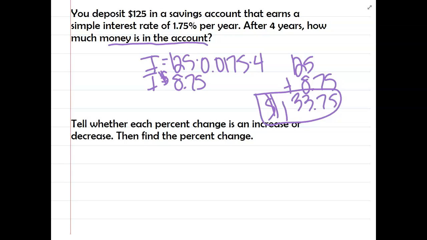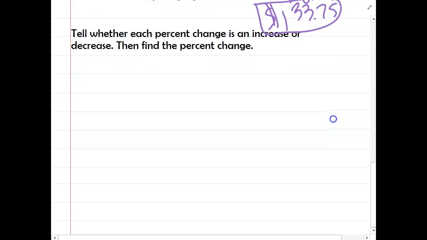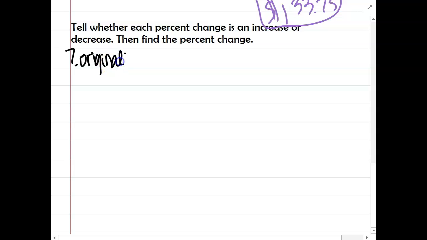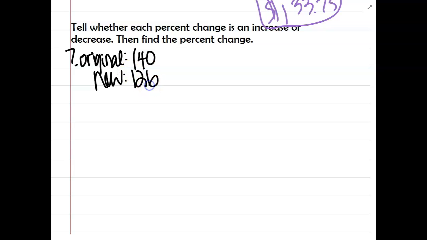Okay, last two examples here. The percent change, guys, is super simple. We're going to decide whether each percent change is an increase or a decrease, and then we're going to find the percent change. Remember, to find the percent change, it's amount of change over original. Amount of change over original. So number 7, let's say we have something where the original is 140 and the new is 126. 140 to 126.